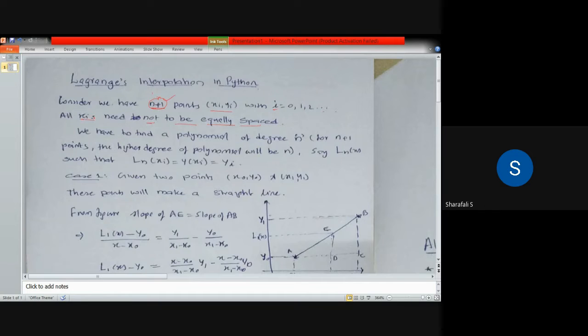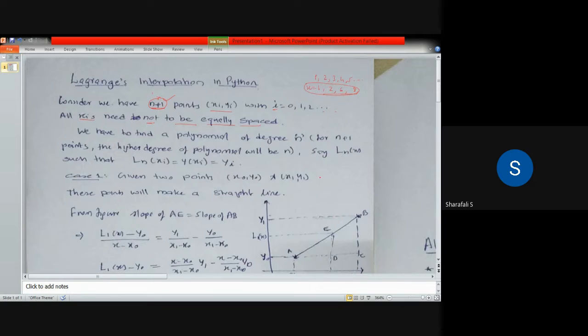So all those xi's need not be equally spaced. Okay, they may be equally spaced, but it is not necessary. So you can have x values like 1, 2, 3, 4, 5, etc. These are equally spaced, but something like 1, 2, then 6, then 8 is also possible for x values. So the x values need not be equally spaced in this particular interpolation technique.